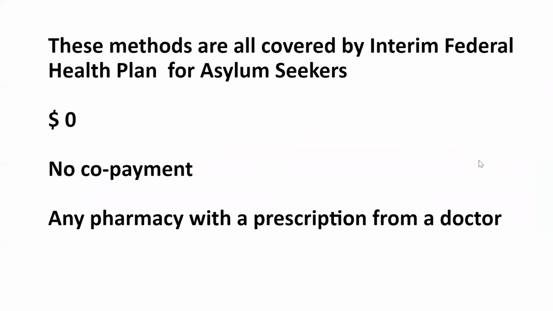For the rest of this presentation, we'll go over the effective methods for birth control. These methods are covered by the Interim Federal Health Plan for asylum seekers and cost nothing. There's no copayment required. You can get these methods of birth control at any pharmacy with a prescription from the doctor.